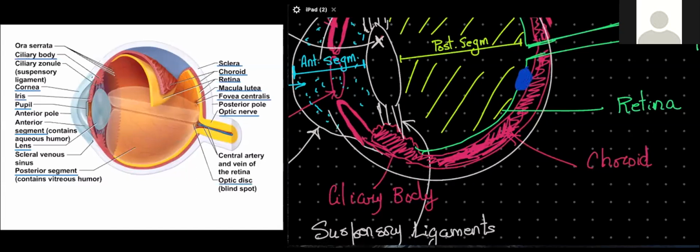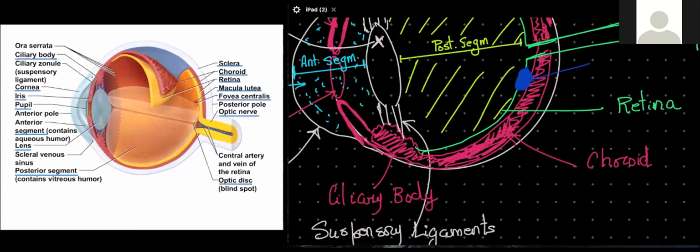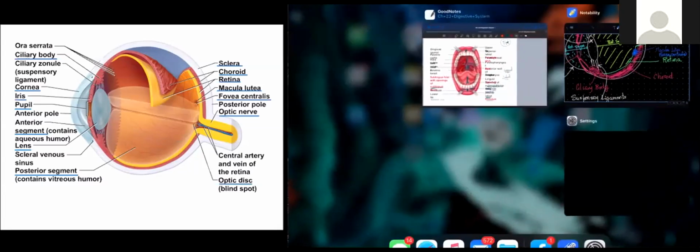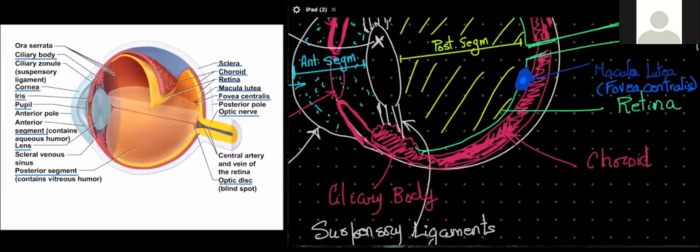We call this region on the retina the macula lutea. Macula lutea. And it has a central part in it. This is called the fovea centralis. Fovea centralis is this central part of the macula lutea.